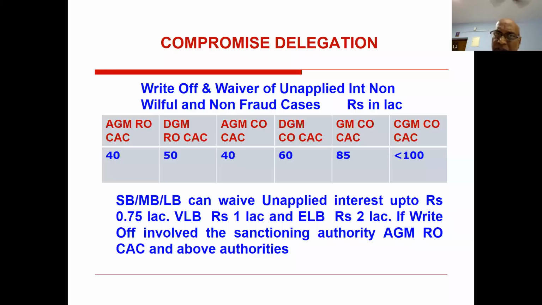So what is the power? If the branch is headed by a small, medium or large branch head, they can waive unapplied interest up to 75,000. If the branch is headed by a VLB in-charge, he can waive unapplied interest up to 1 lakh. And if it is an ELB, he can waive up to 2 lakhs. If write-off is involved, meaning book liability also is to be reduced or sacrificed, the minimum sanctioning authority, up to 40 lakhs, is AGM ROCAC and above authorities.